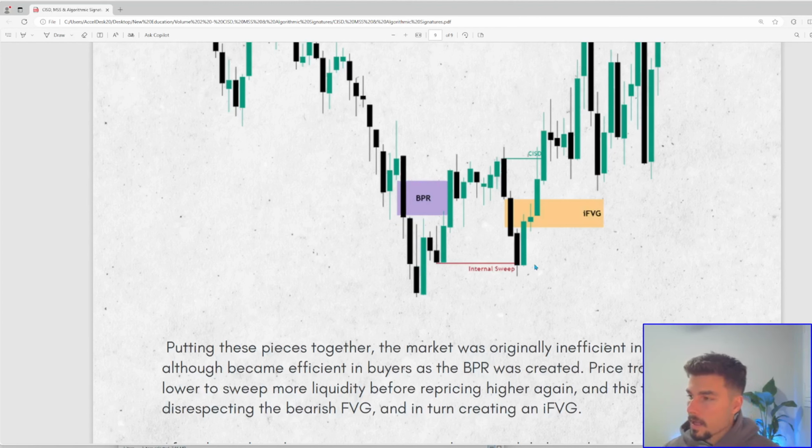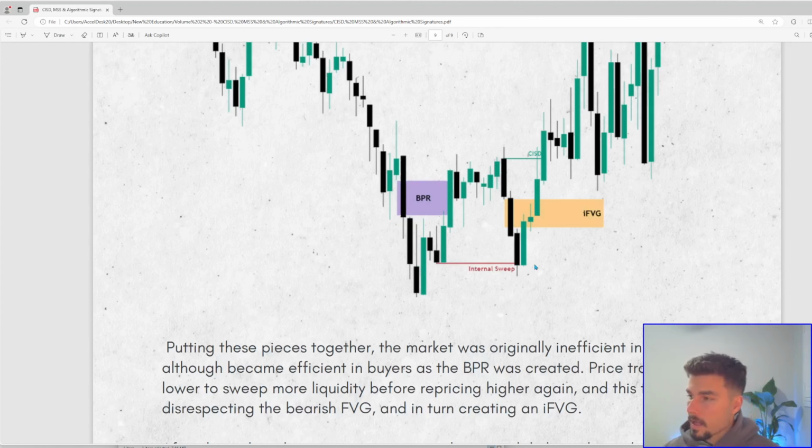You can see there, we've got that swing low here. We sweep it with one candle. The next candle is green, green, green, green, green. What do we have? BPR, internal sweep. Inversion fair value gap created. And then look, the last down close candles, we break above that with some displacement. That there is a CISD.